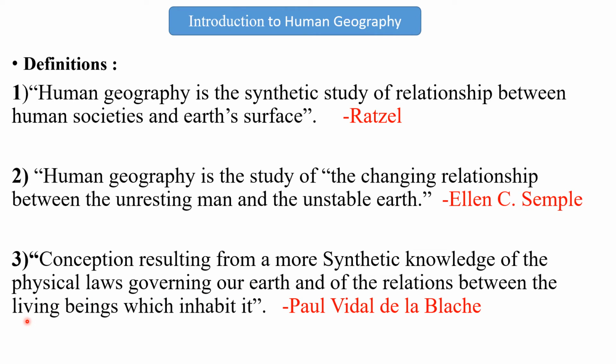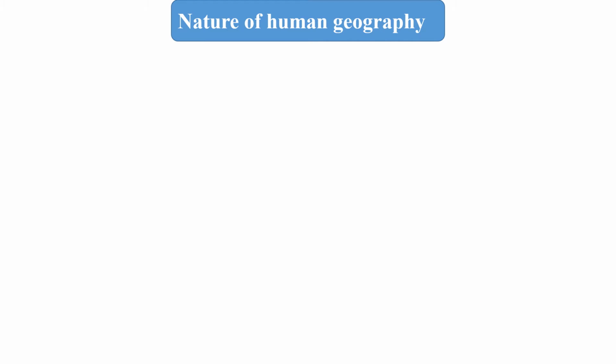Mostly the living beings. In that, the human is the most important agent, or promoter, of the living beings, who is responsible for different types of changes on our earth surface. These are the three important definitions: first Ratzel, second Ellen Semple, and another by Paul Vidal de la Blache. After that, we are going to move towards the nature of human geography.